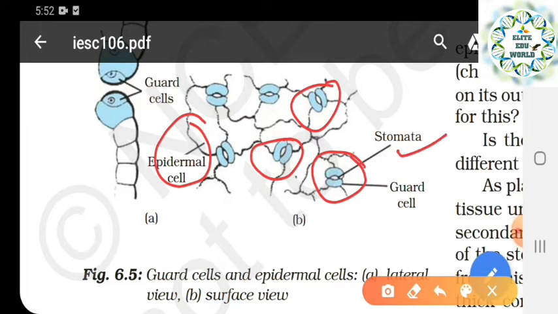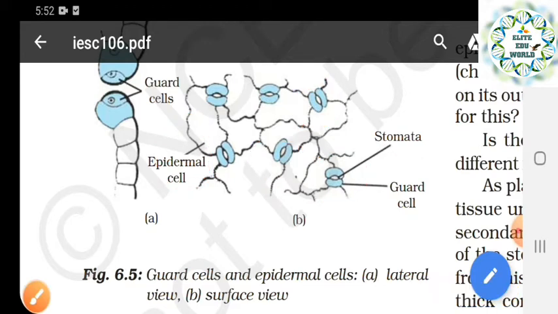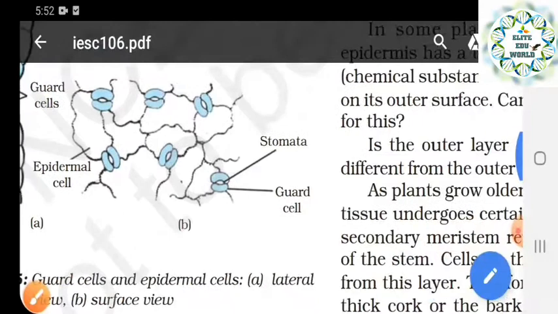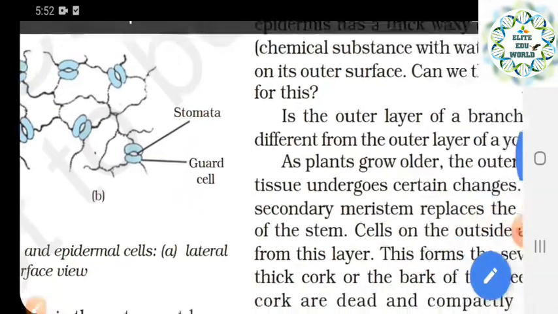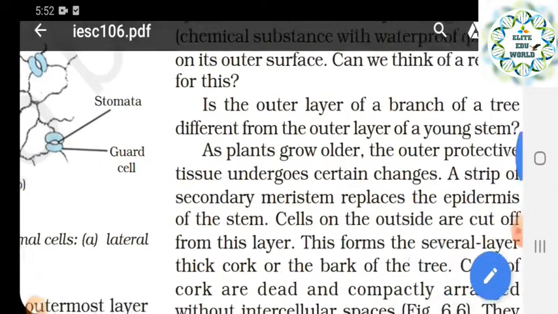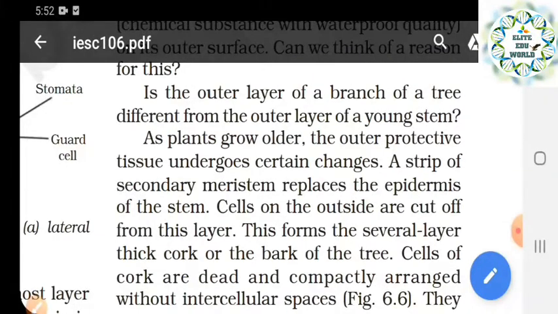It helps in the exchange of gases. The plant needs carbon dioxide for making food, like photosynthesis. It also needs oxygen for respiration. So all the exchange of gases happens through the stomata. It also provides a space for transpiration, the water loss. So this is called the stomata, and that is mentioned here.